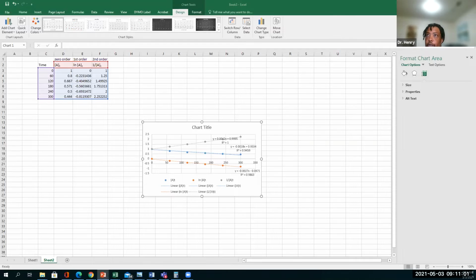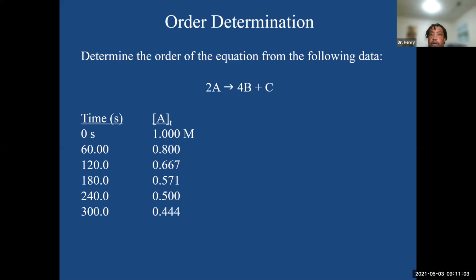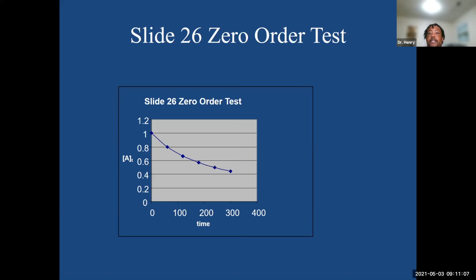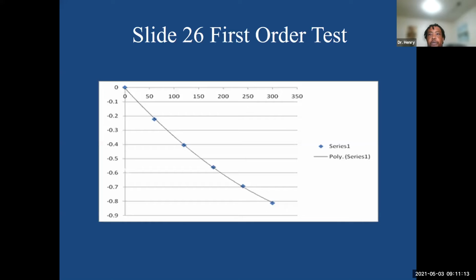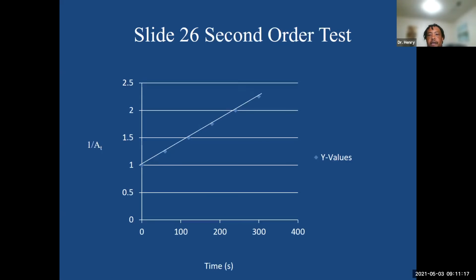Okay, so let's go back. Your answer is a second order reaction. And this shows you what a second order reaction looks like when we didn't take 1 over that value. This is what that first order reaction looks like. And when we take that 1 over the value, you get a nice linear curve.